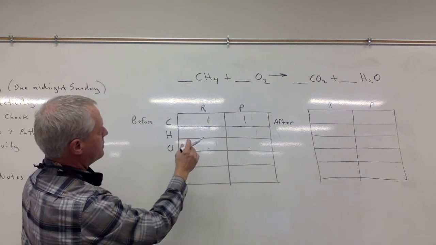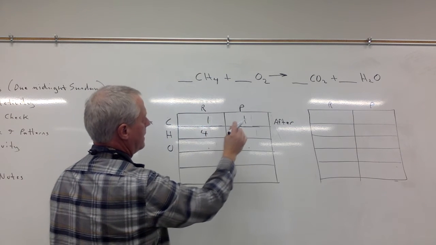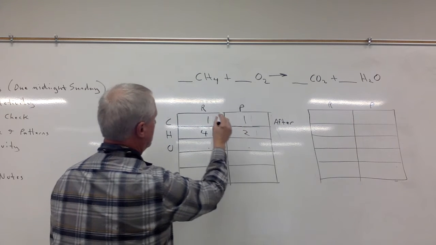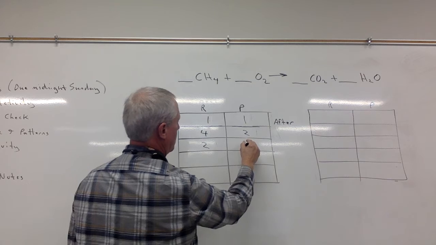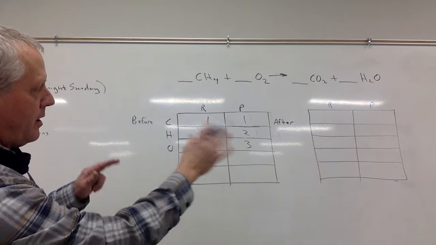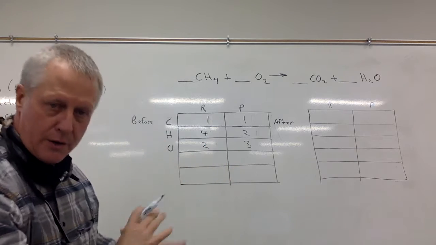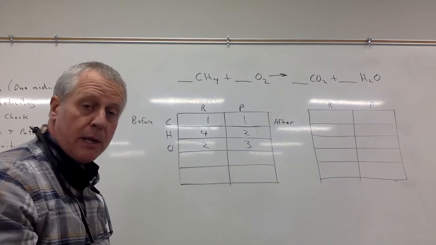This is before the reaction. In hydrogens, we have 4 and 2. And then oxygens, we have 2 and 3. Now that 3 stands out, because that tells us on the product side we have an odd number of oxygens, and on the reactant side we have an even number. So that might be a place to start.